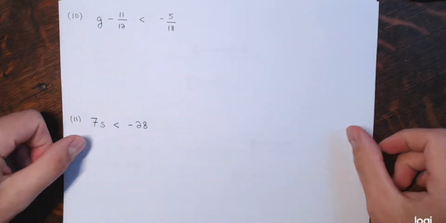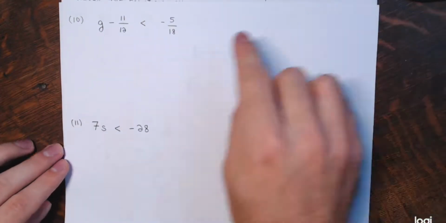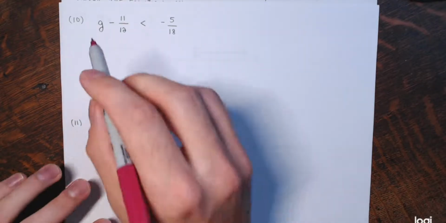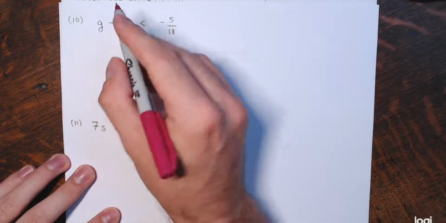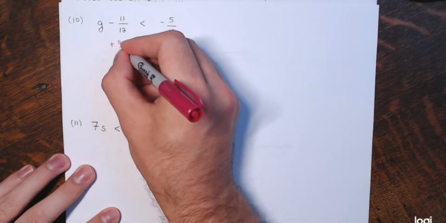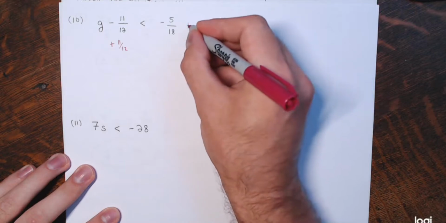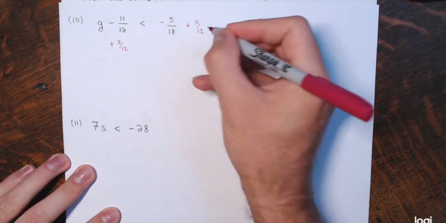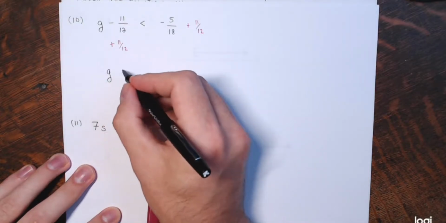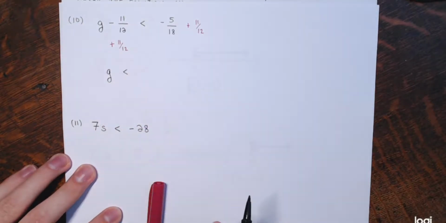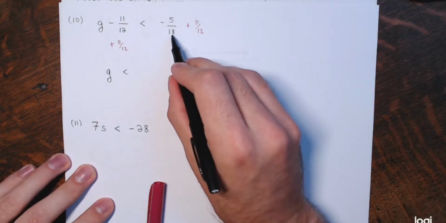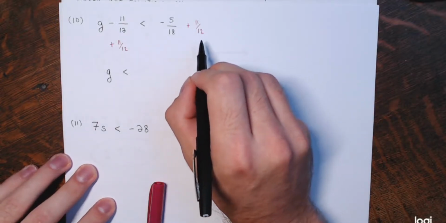Example 10. So another one where we're just simply adding fractions. We got this g. I want to get g alone. It's subtracting 11/12, so I'm going to add 11/12 to both sides. So that'll give me g on the left is less than, right? The symbol won't flip. And then here, again, you're adding fractions, need a common denominator.